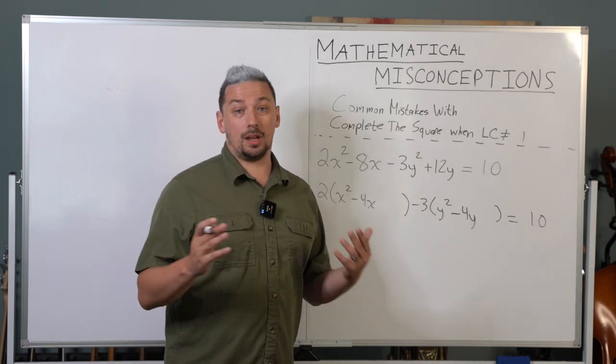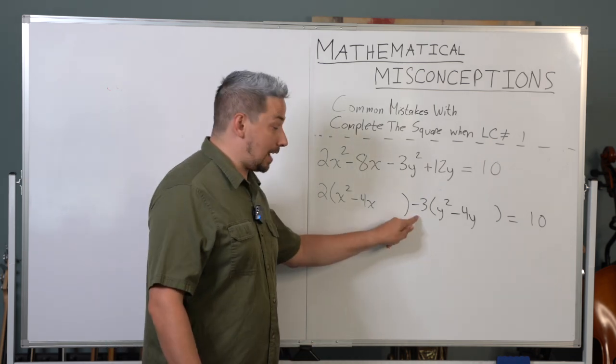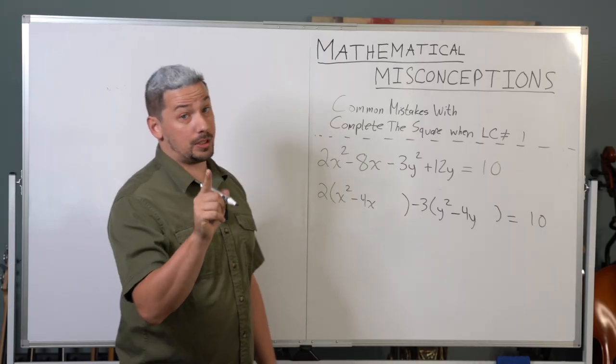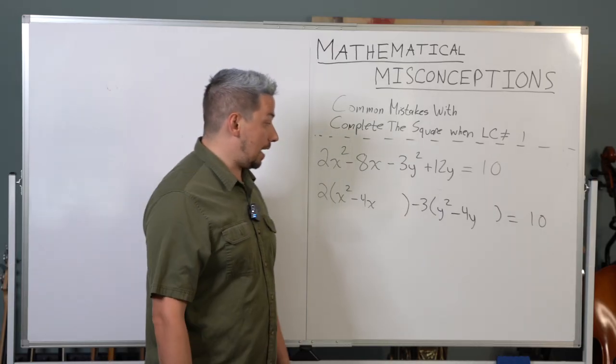All right, everybody, so this is where the common mistake usually happens. The factoring is usually not the hard part, although some people forget to factor out the negative here. So that's one common mistake. But I'm going to show you the most common mistake that I've seen when it comes to factoring.